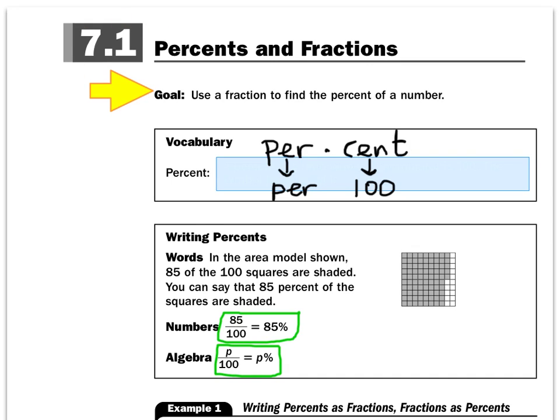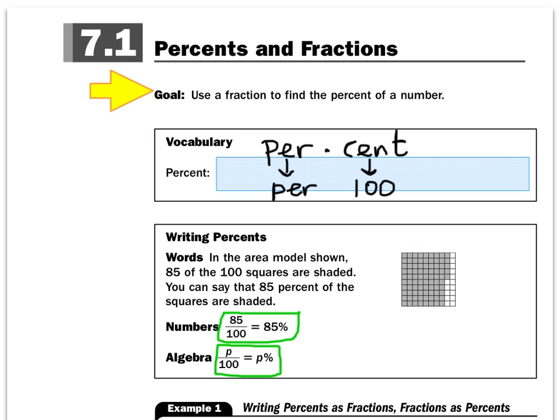Hello, you guys. Let's start chapter 7, 7.1, percents and fractions. So, vocabulary, percent. If you tear the word apart, per means per, and cent means 100. So we're just going to write numbers out of 100. All right, and then take a look here, writing percents.